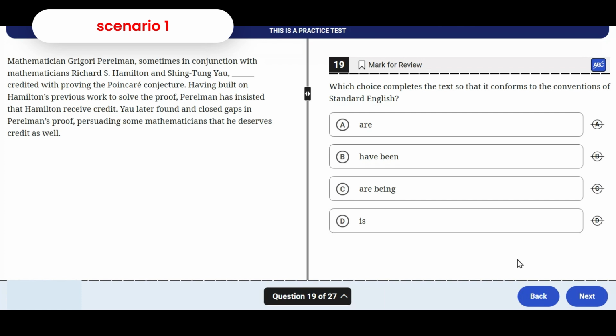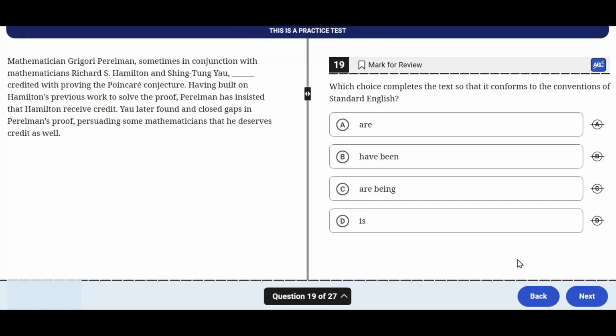Okay. Odd one out. Are, having been, are being, is. Are, it would be like they are, they have been, are being, and is. Again, because of the number, plural versus singular, is going to be our odd one out. Okay, let's go ahead and read it now.